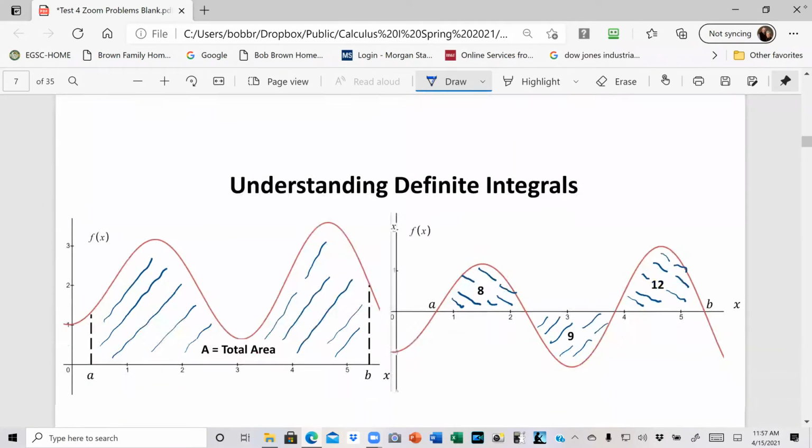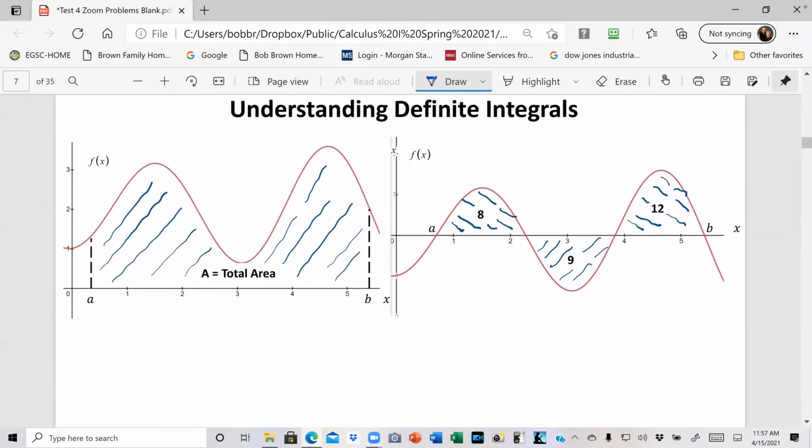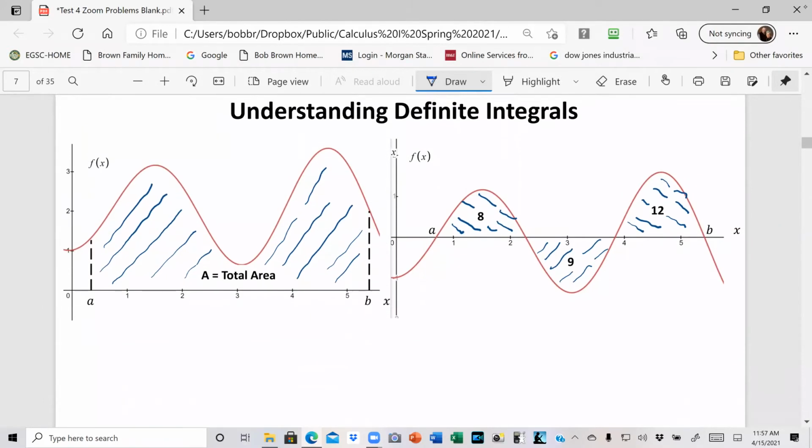Now, understanding definite integrals, what it really means to take a definite integral. Let's take a function f of x as our first example. And suppose the entire curve that we're concerned about is above the x-axis from a to b.